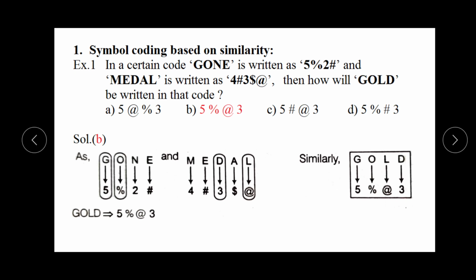We can write gone like this and its code like this, and we can also write the code for medal like this. Here the code for G is 5, the code for O is percent, the code for L is at, and the code for D is 3. If we arrange these according to gold, it will become 5%@3, which is the second option.